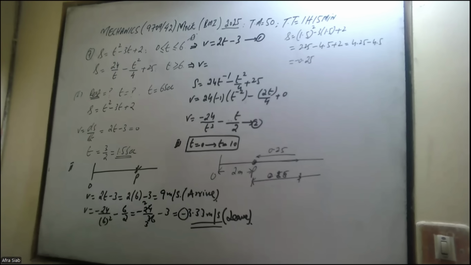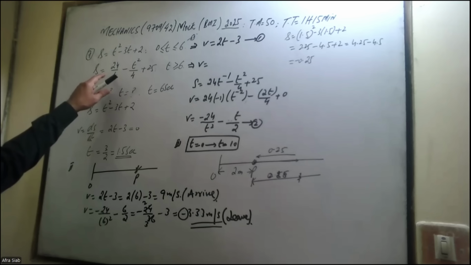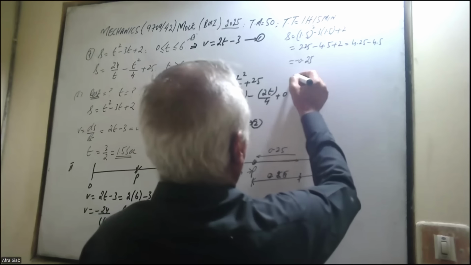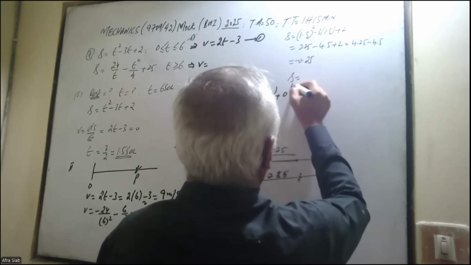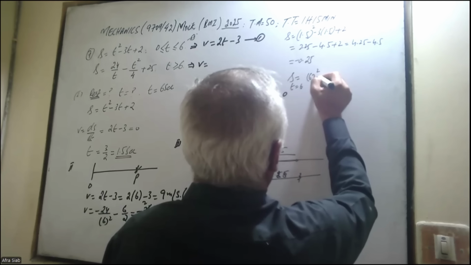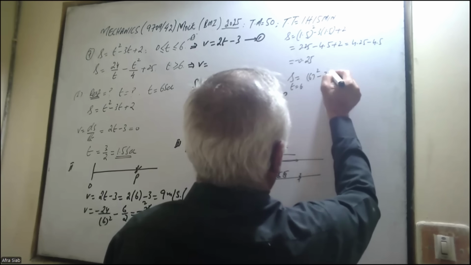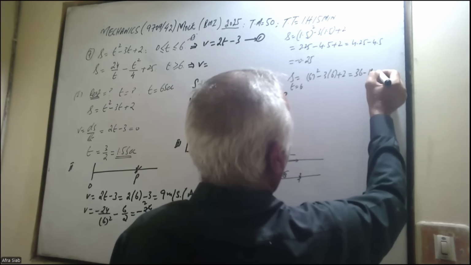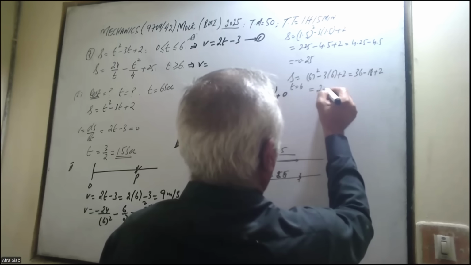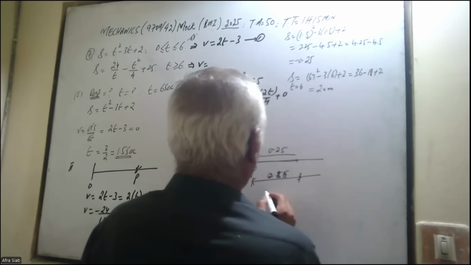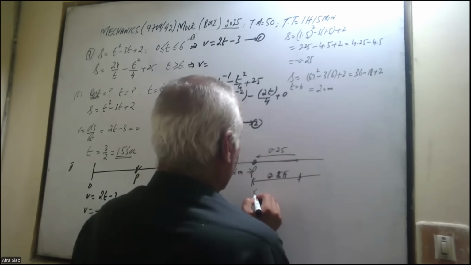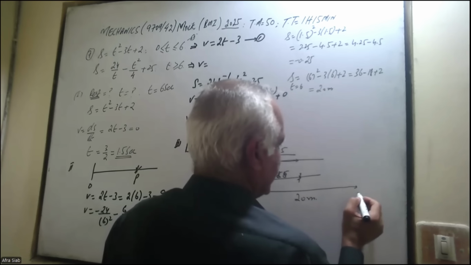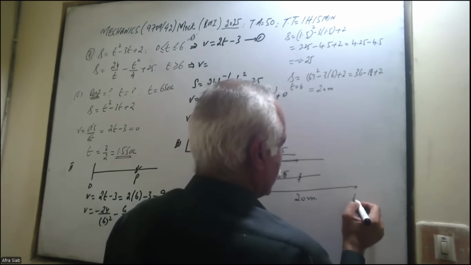So now we can use this equation of motion, where s is equal to t squared minus 3t plus 2 at the point P. So s, when t is equal to 6, is equal to 6 squared minus 3 times 6 plus 2. That is equal to 36 minus 18 plus 2. So that is equal to 20 meters. So from this point P, it is at a distance of 20 meters when t is equal to 6.